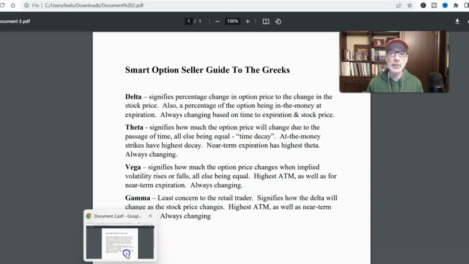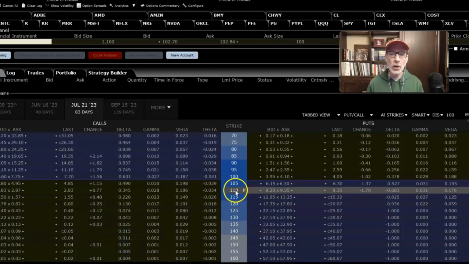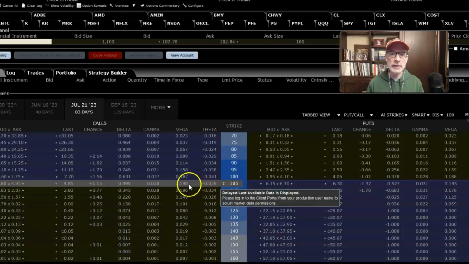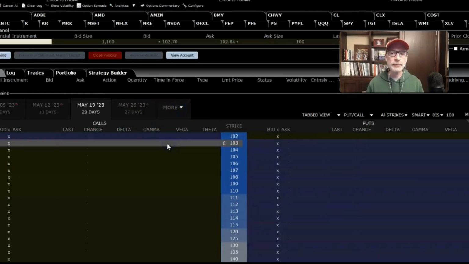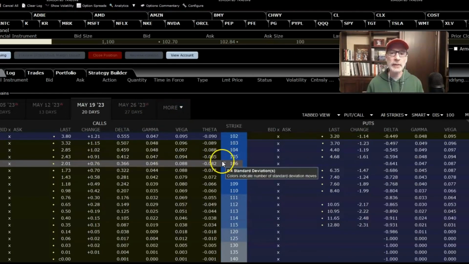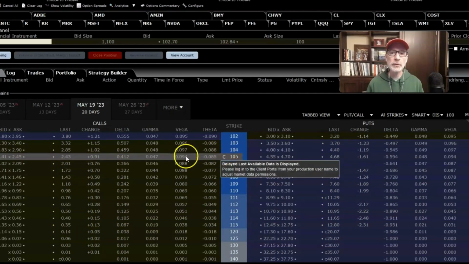So let's go back to our cheat sheet here. And also, one thing, we'll look at Vega. The Vega is the highest for the at the money strikes. And you'll see it's worth 19.8 cents here. Let's go to the May contract. And the Vega is going down. So as we get closer to expiration, a change in volatility will not help the option price move as much. You see it's only worth 9.4 cents here.